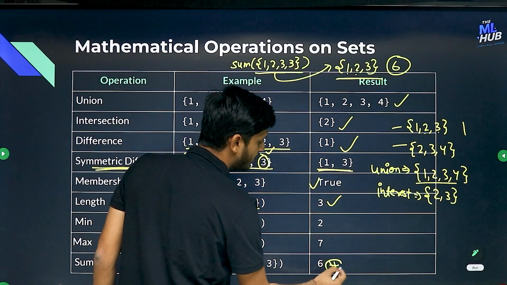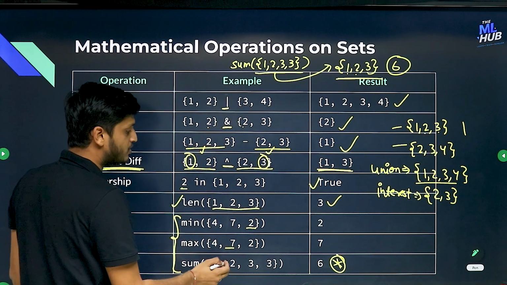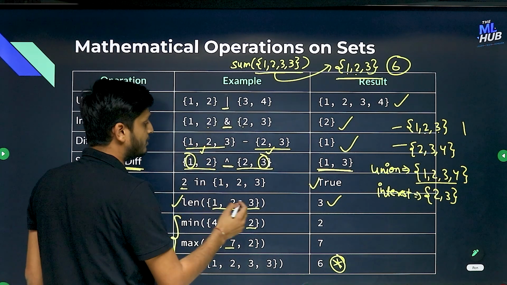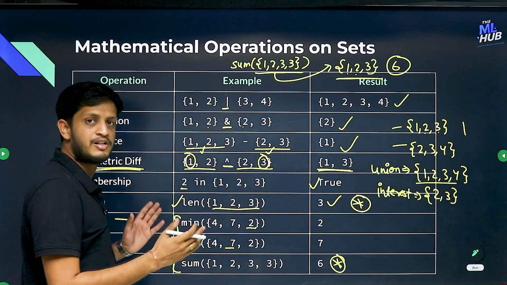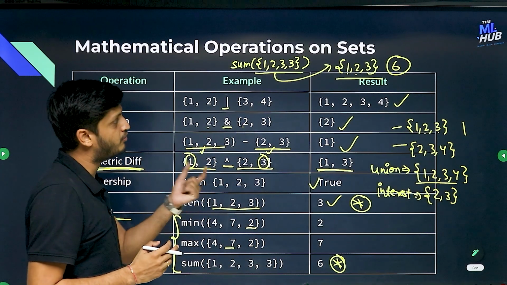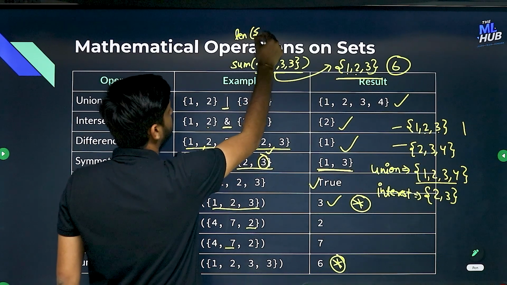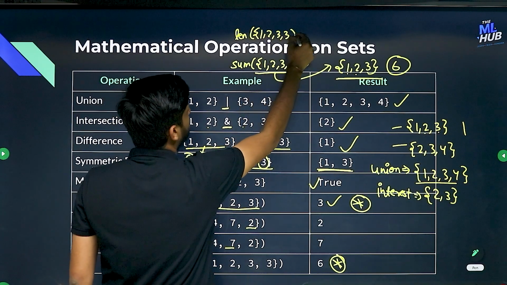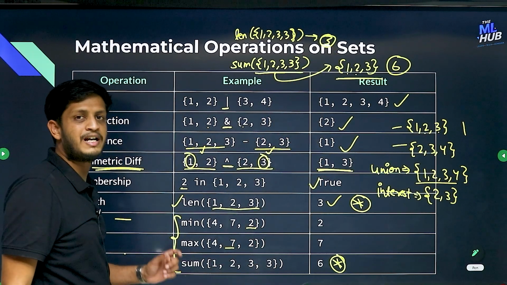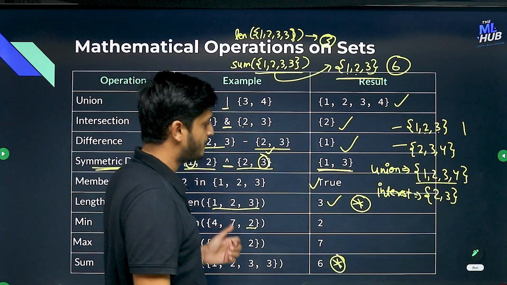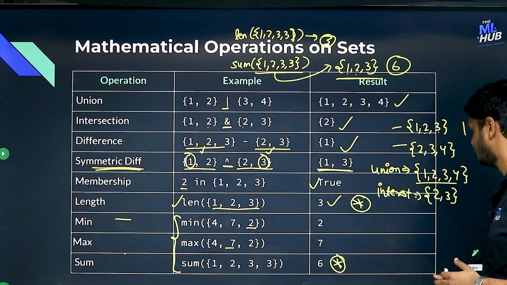Very important example here. This example can be applied on sum as well, and even for length. Length function also, remember that if you have duplicate elements, length function will shrink it and only calculate the number of unique elements in the set. So for this set, 1, 2, 3, 3, the length will be 3 elements only, not 4, because the number of unique elements is only 3: 1, 2 and 3. Okay. So this is how the different functions work on sets.